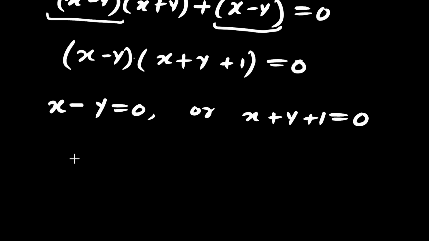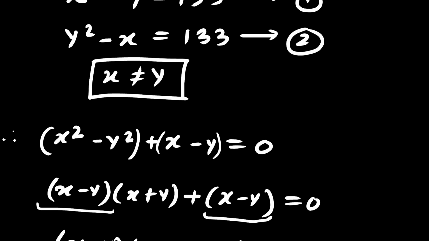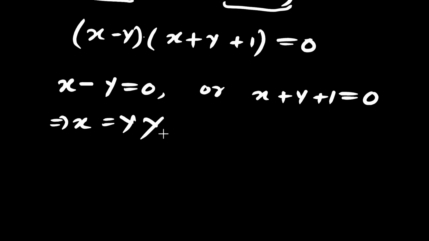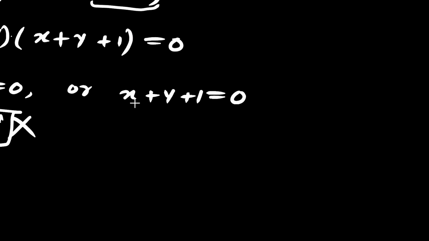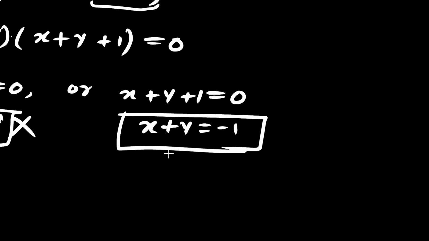The first possibility means x equals y, but the question clearly tells us that x is not equal to y, so we immediately reject that case. That leaves us with the only valid equation, x plus y equals -1. Keep this result because we'll use it several times.